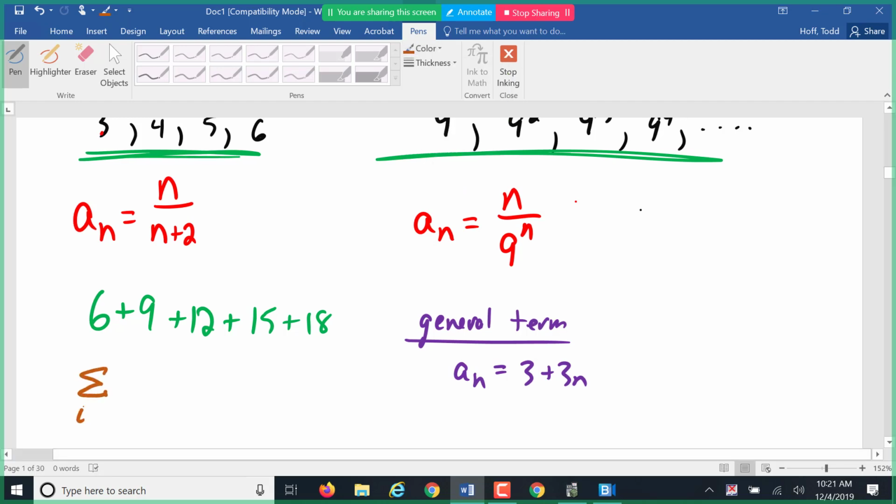the summation from i equals 1 up to, this would be 1, 2, 3, 4, 5, of 3 plus 3i. Notice I put i in where the n was for our general term.